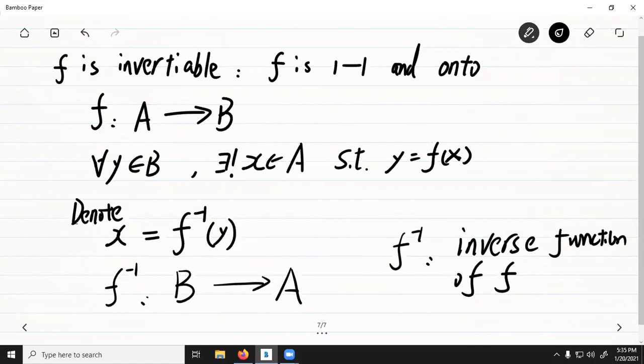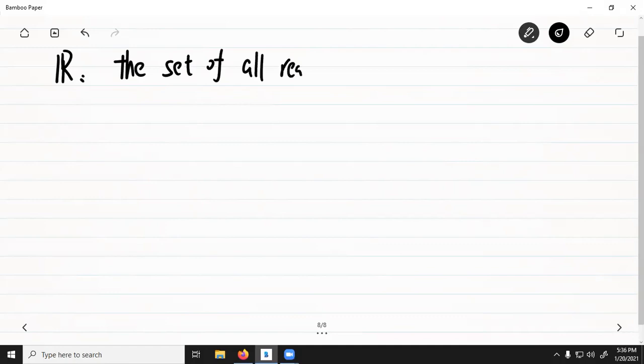Okay, so in this course we will only deal with the real numbers. So we use this R to denote the set of all real numbers.